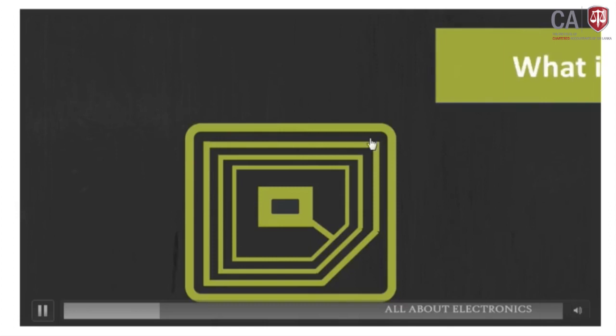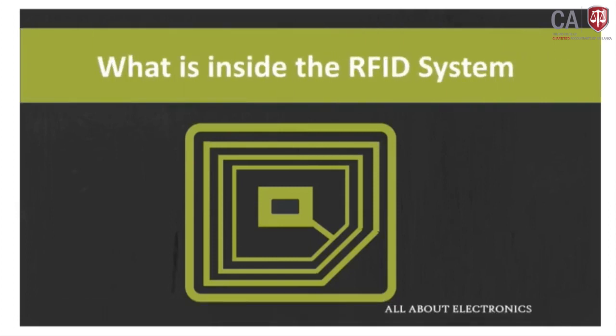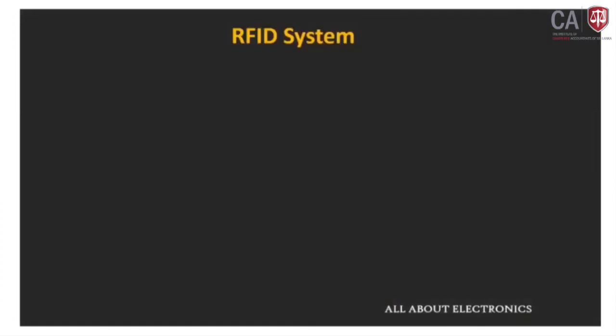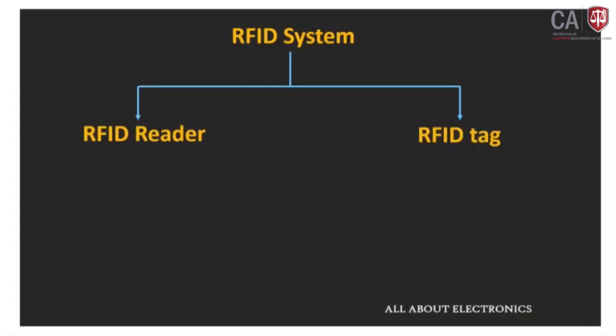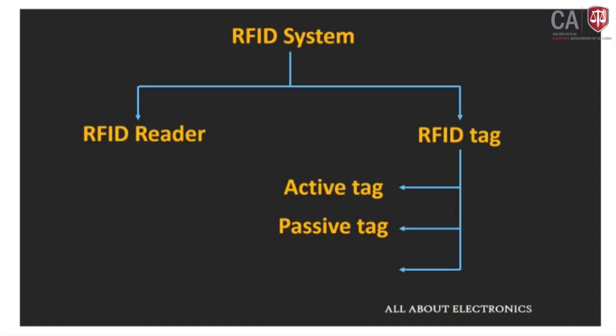So now let us see what is inside this RFID system. As we've already discussed, this RFID system contains two components, the RFID reader and the RFID tags. Now these RFID tags also come in many ways. This RFID tag could be an active tag, a passive tag, or a semi-passive tag. Now these passive tags do not have their own power supply.